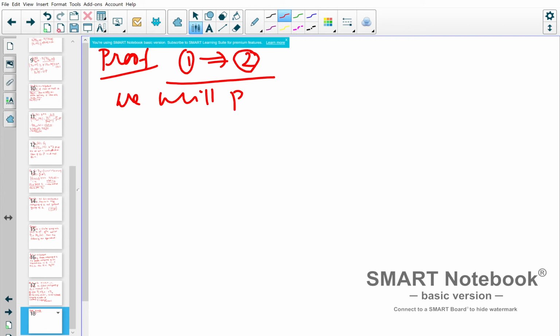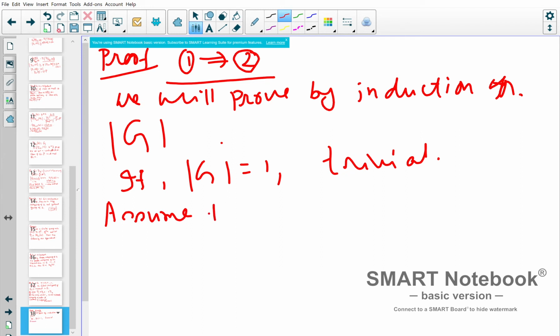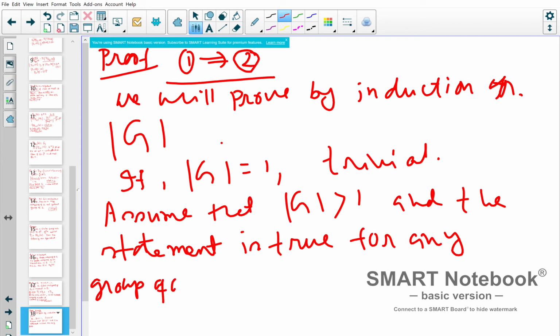We will prove it by induction, right? Induction on the order of the group. So if the order of the group is 1, this is trivial, there is nothing to prove. And now assume that the order of the group is greater than 1 and the statement is true for any group of order less than the order of the group G. Okay, so this is the induction hypothesis.